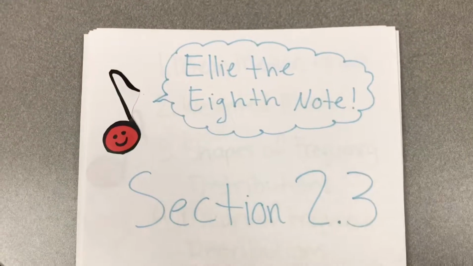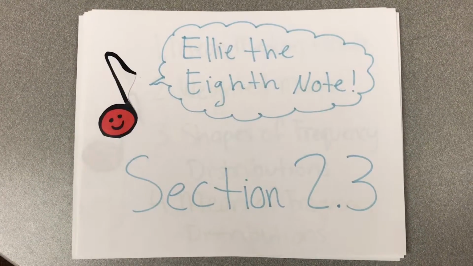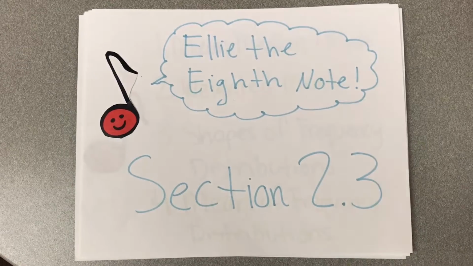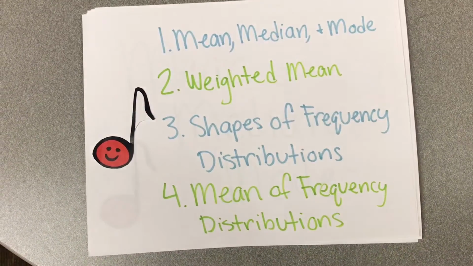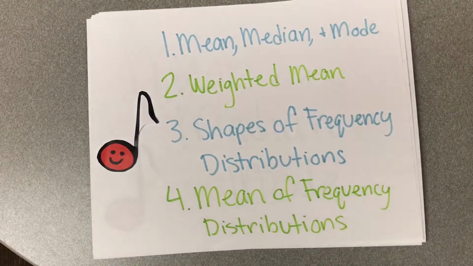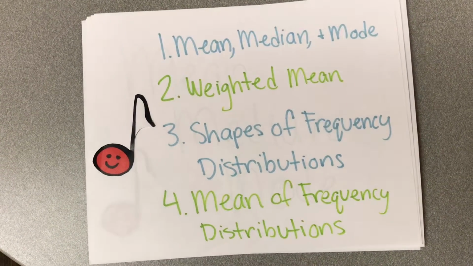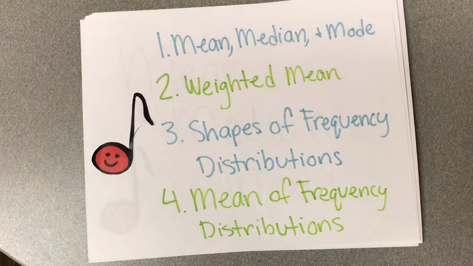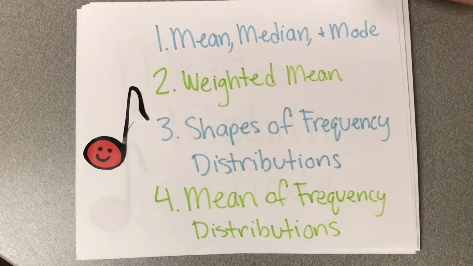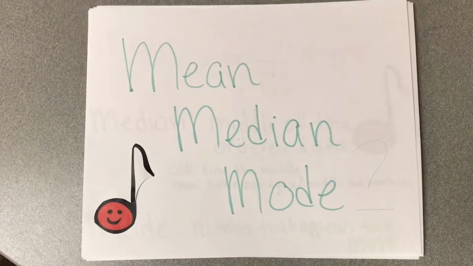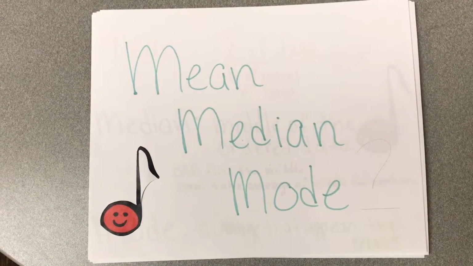I'm Ellie the 8th note, and today I'm going to teach you everything you need to know from section 2.3. There are 4 parts to this section. The first part is finding mean, median, and mode. The second part is finding weighted mean. The third part is identifying shapes of frequency distributions, and the fourth part is finding the mean of a frequency distribution. Let's start with mean, median, and mode.